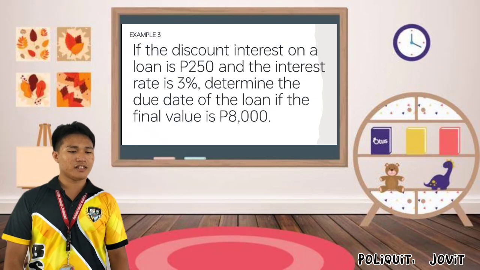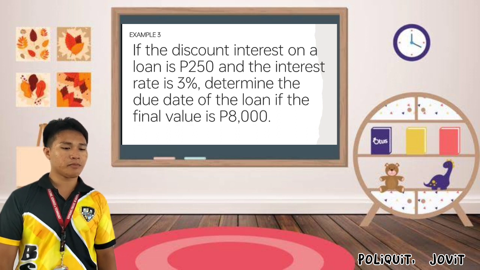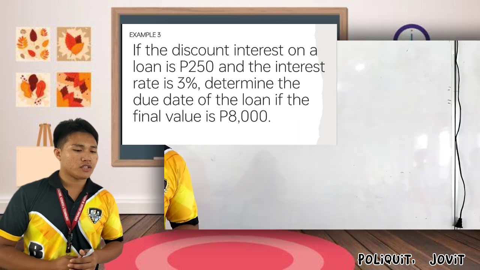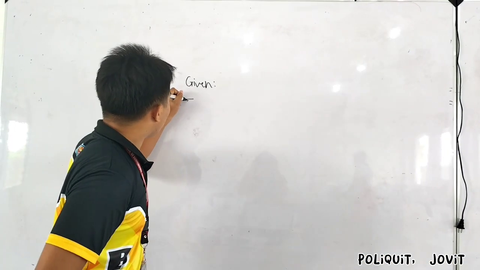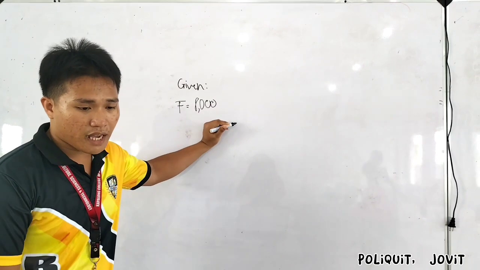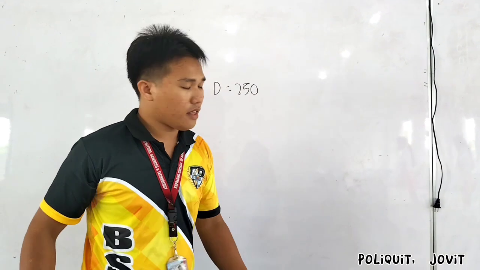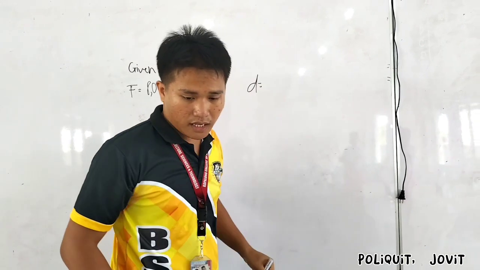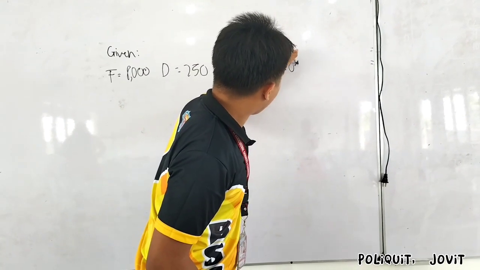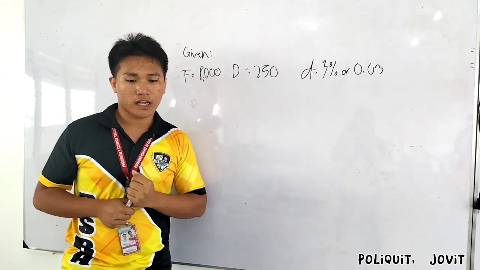Example 3. If the discount interest on a loan is 250 pesos and the interest rate is 3%, determine the due date of the loan if the final value is 8,000 pesos. So, ang given is final amount is 8,000. Then, discount is 250. Then, ang discount rate is 3% or 0.03.